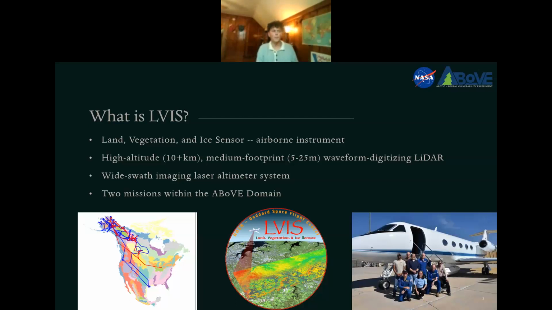ELVIS has flown two missions within the ABoVE domain, one in 2017 and one in 2019, which I'll get into a little further. But that's not ELVIS's only use. It's been used since the 90s, collecting observations in Africa, Antarctica, Central and South America, Greenland, as well as North America.